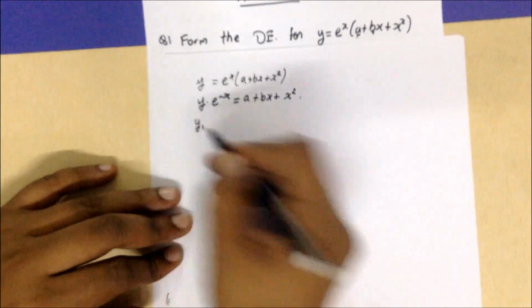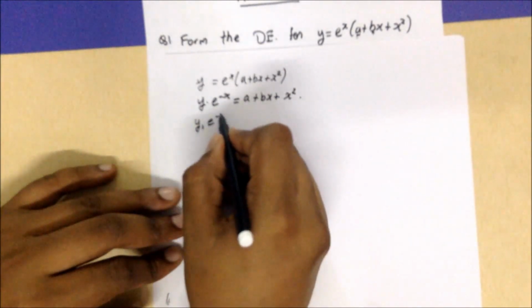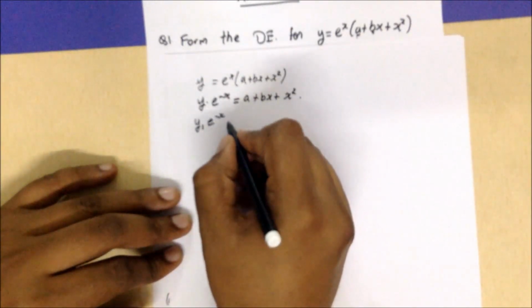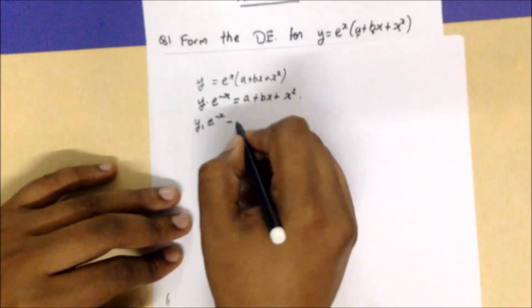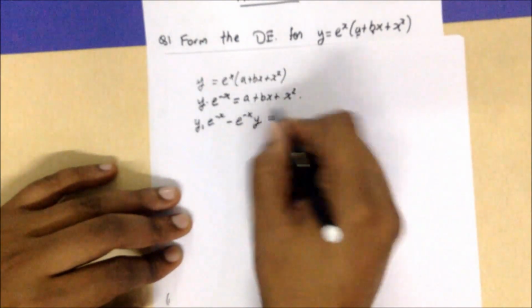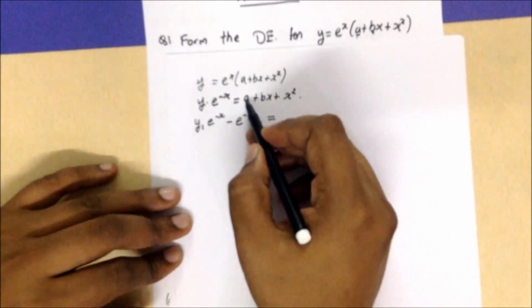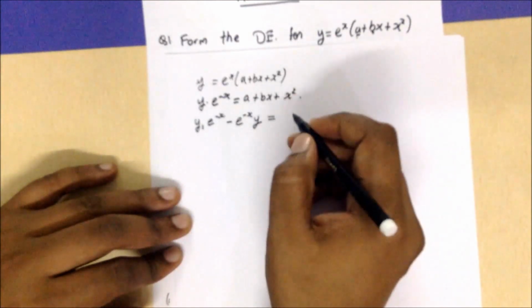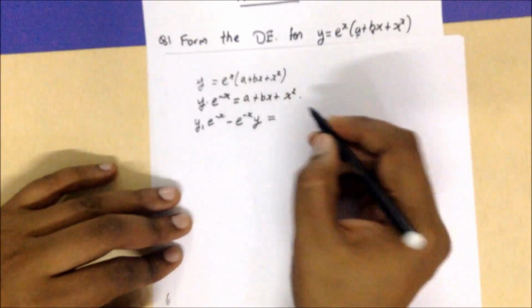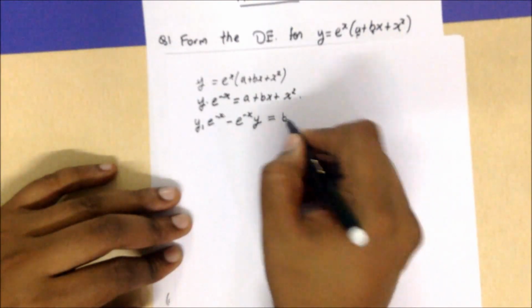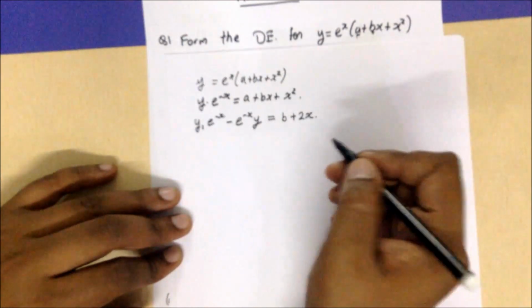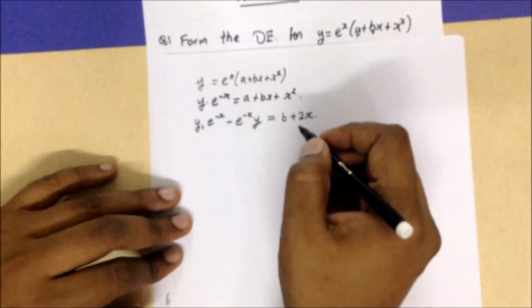I'm denoting it by y1 into e raised to minus x as it is. Then the derivative of e raised to minus x is going to be minus e raised to minus x into y as it is. Now on this side, my a is going to vanish because it's just a constant, so the derivative of that is going to be 0. What remains is b plus 2x. In the next step you will be taking the second derivative.